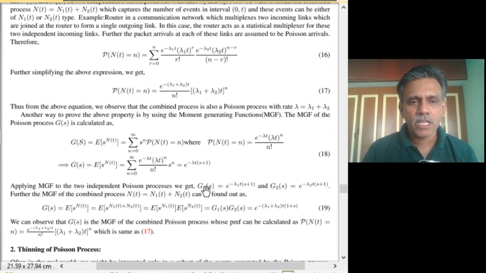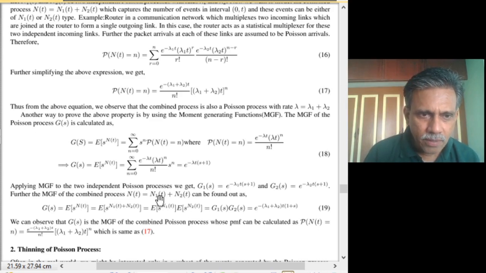So if G1 of S is the MGF of the process N1, which is e power of minus lambda 1 t into (s plus 1), because here lambda 1, the rate of N1, is being used. Similarly, G2 of S is e power of minus lambda 2 t into (s plus 1). The combined process will have an MGF which is the product of these two MGFs. We have to simply sum the exponents.